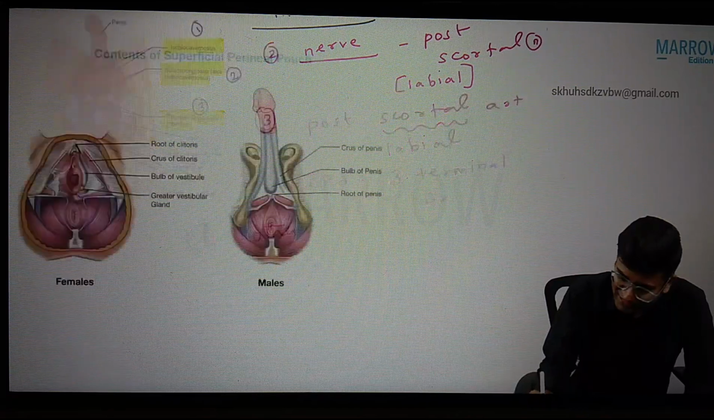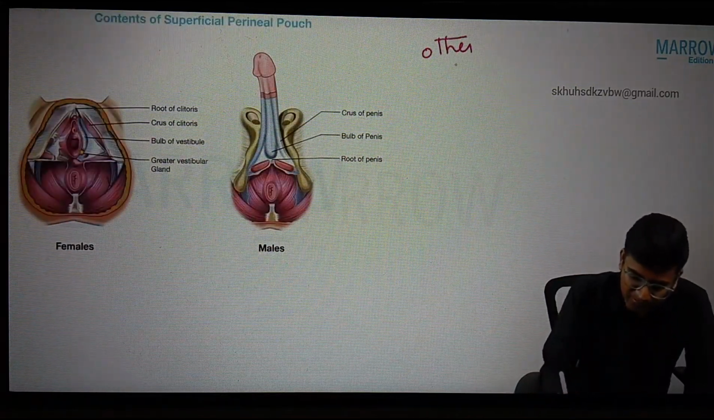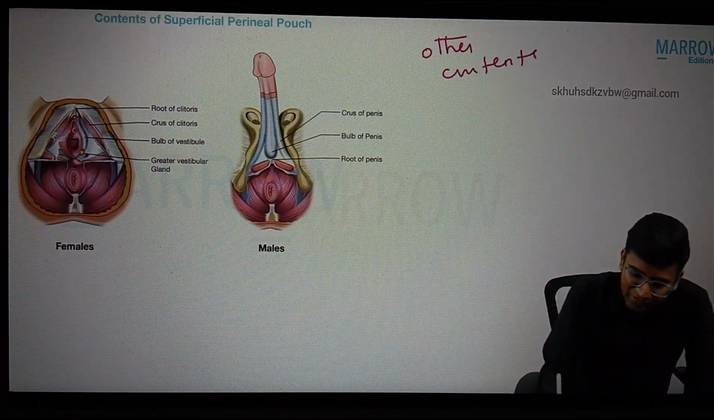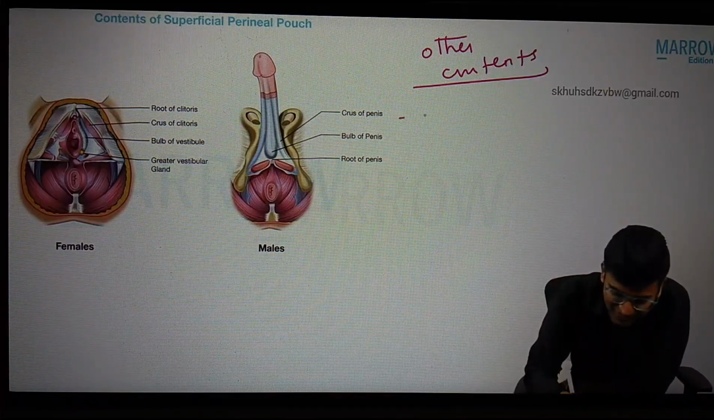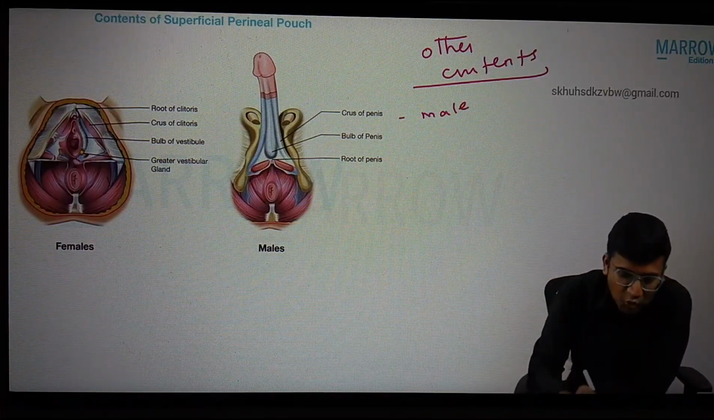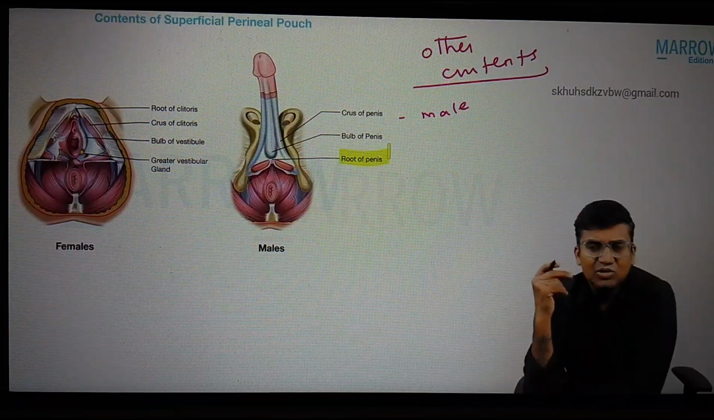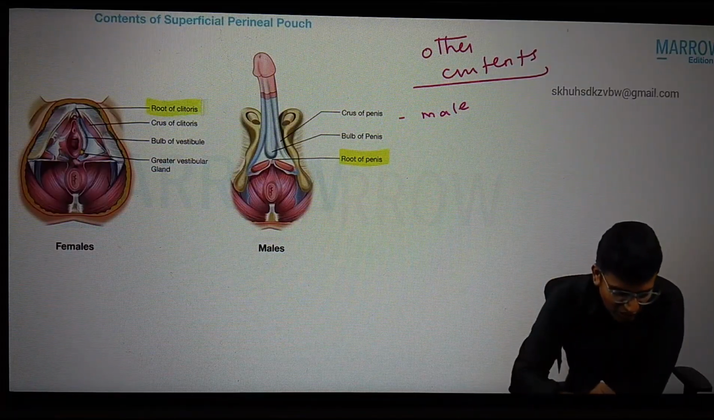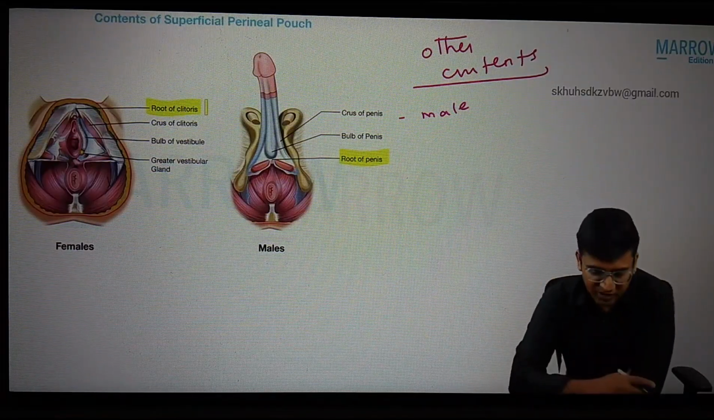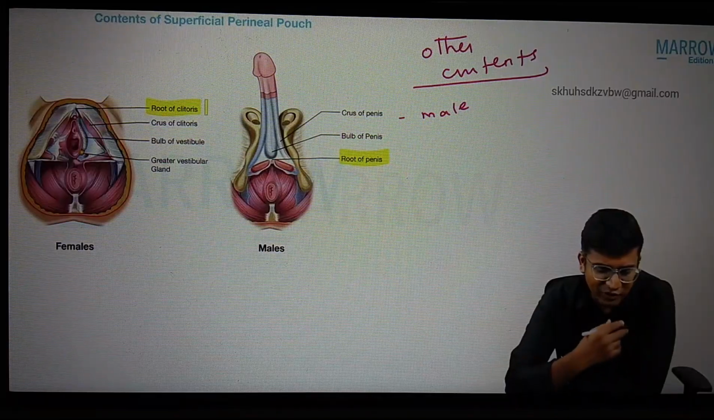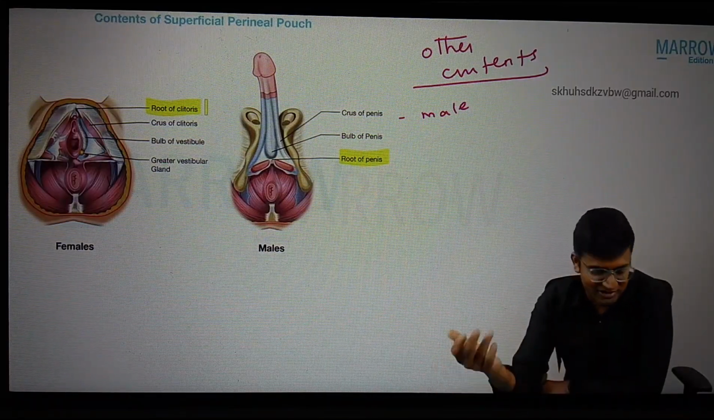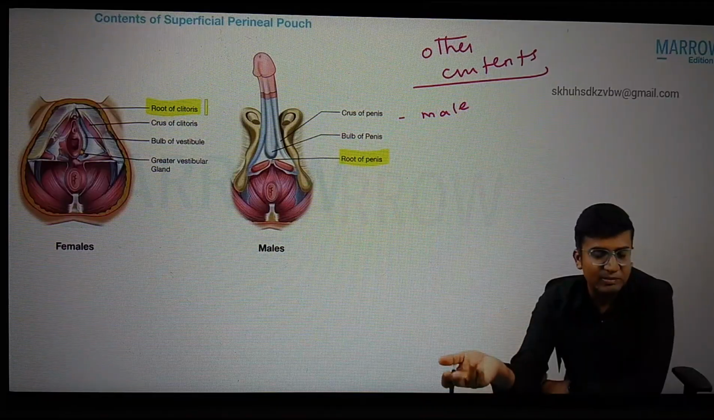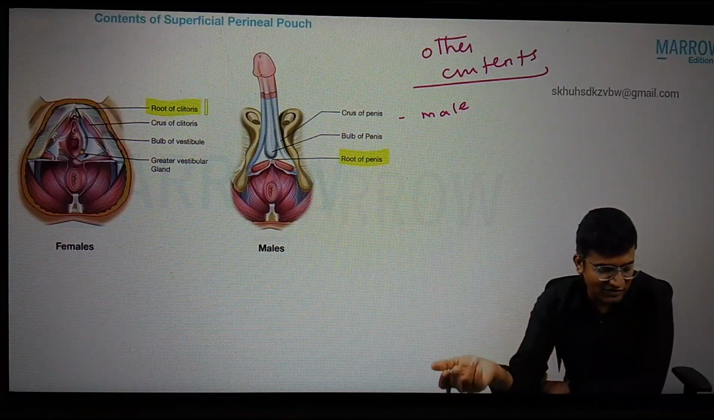Okay. So next, other contents. What are the other contents? Now we're going to see other contents in male and female. First in male, root of penis, or root of clitoris in female. Root of penis is formed by the union of the bulb of penis and the crux of penis. Together it is called root of penis. Similarly, root of clitoris is formed by bulb of clitoris and the crux of clitoris.